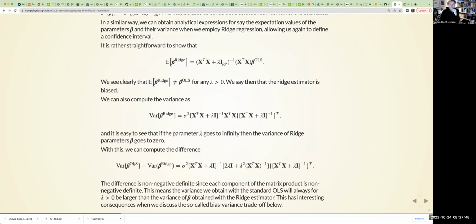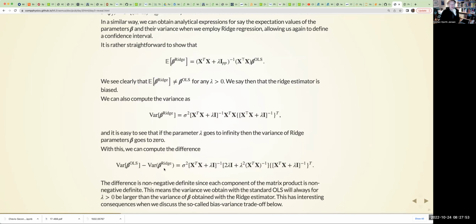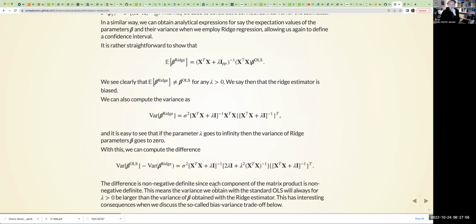So I'm just stating the expressions here, and then you can calculate the difference between the variance for ordinary least squares and ridge, and you can find that the difference is non-negative since each component of the matrix product is non-negative definite. And that means that the variance we obtain with the standard ordinary least squares will always, for a given lambda larger than 0, be larger than the variance of beta obtained with the ridge estimator. And this is going to have very interesting consequences when we look at the quality of a given model in terms of the standard deviation on the parameters beta.